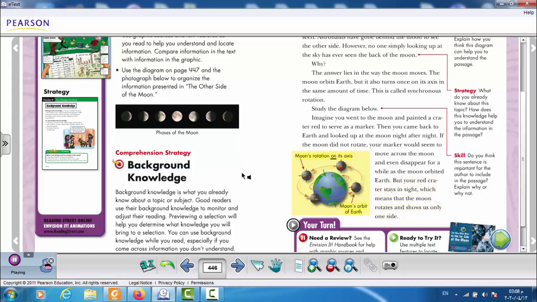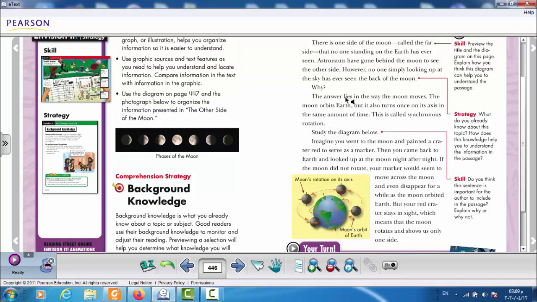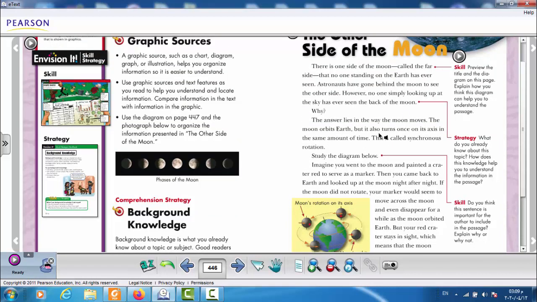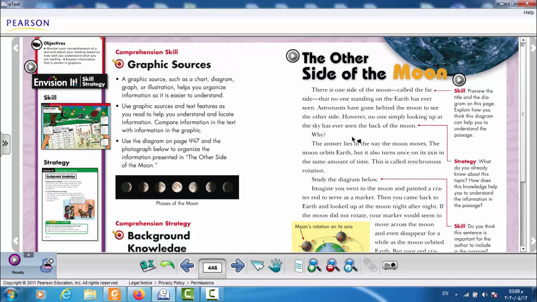Moon's rotation on its axis. Moon's orbit of Earth. So guys, in here, it shows you the moon's rotation on its axis. This graph in here shows you the moon's rotation on its axis. In this graph in here, as I told you, it shows you how the moon rotates around itself. Teacher, does that help us? Yes, it helps us a lot, where it enables us to visualize the text itself, to know what's inside the text, to know the information of the text easily.